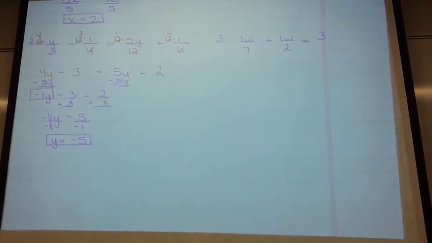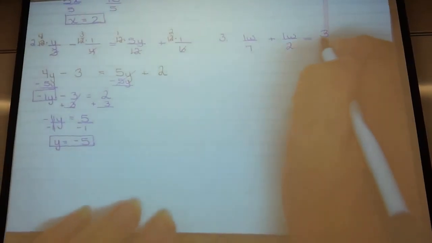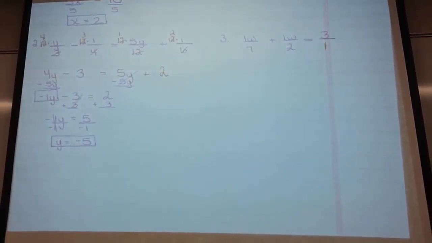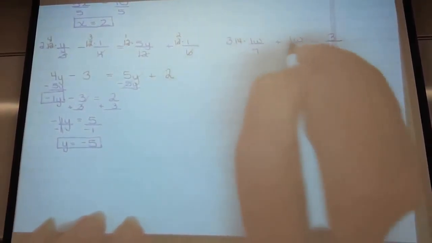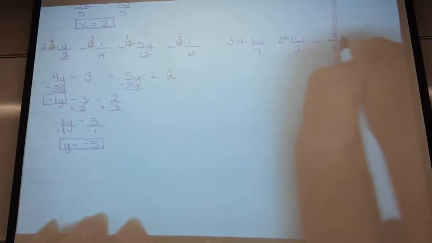You want to make everything a fraction, so how would you make the 3 a fraction? Over 1. And what would be your common denominator? 14. So see if you can try clearing them on your own. I'm just going to put the little 14 next to each of them.